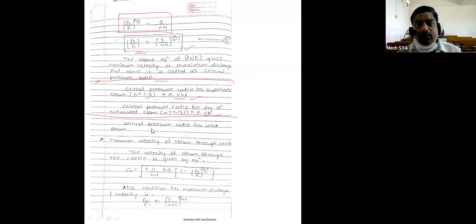Now we have to put the value. This value of P2 upon P1 will give the value for maximum velocity or maximum discharge. The general equation of velocity we know, and the general equation for maximum mass flow we know. The velocity of steam through the nozzle is given by C2 equal to the square root of 2n upon n minus 1 P1 V1 into bracket 1 minus (P2 upon P1) raised to n minus 1 upon n.